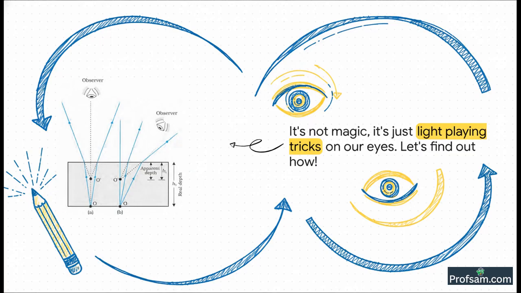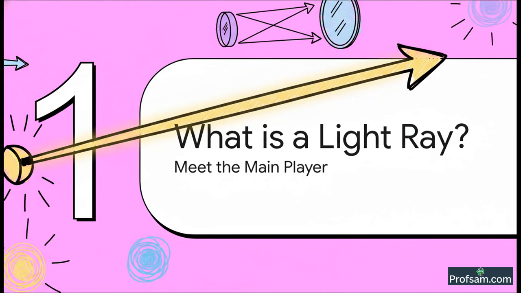You see, the light that's coming from the pencil inside the water travels differently from the light coming from the part that's in the air. And this is the whole mystery we are going to solve today. Now, to understand these tricks of light, we first need to meet the main player of our story, the hero of this entire chapter, the light ray. Believe me, everything in ray optics is based on understanding this one simple idea.